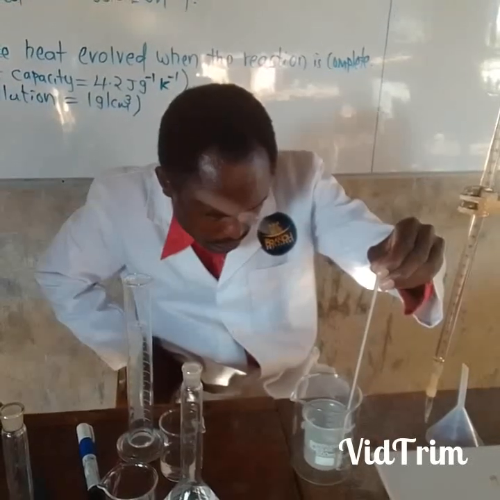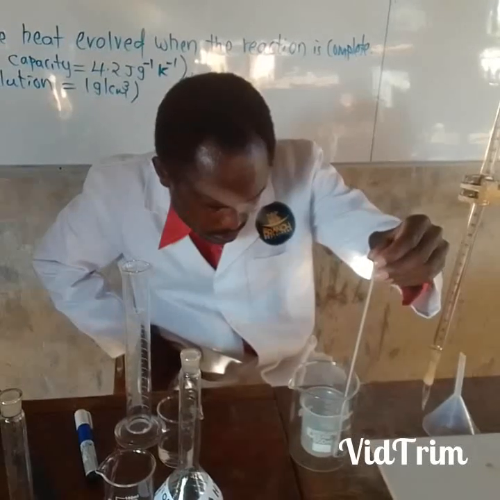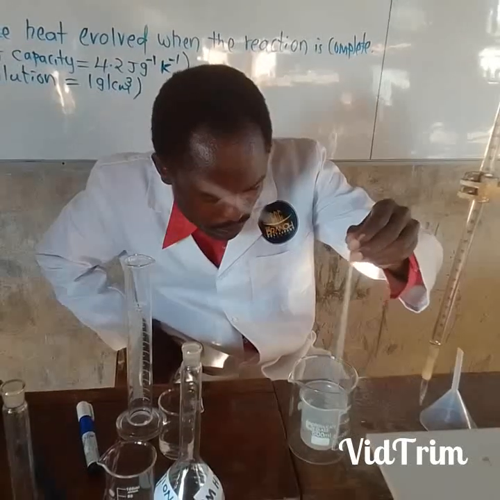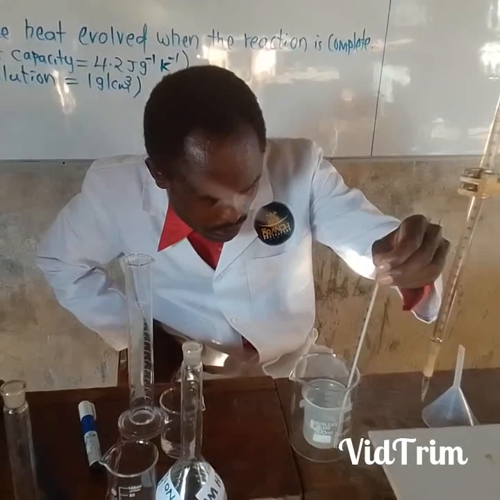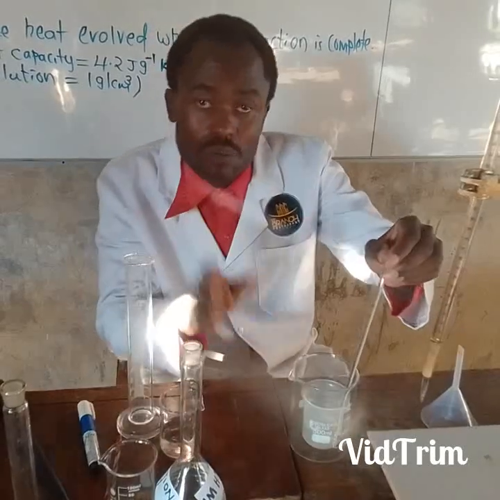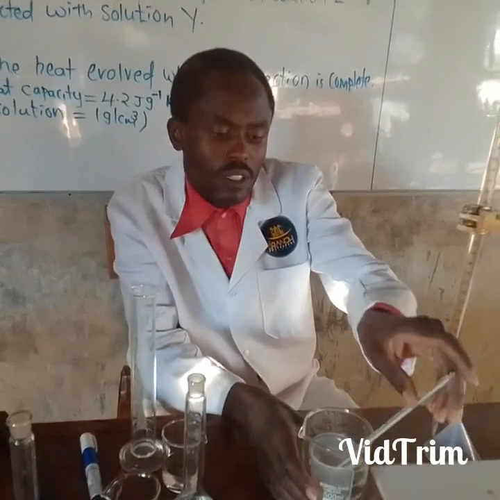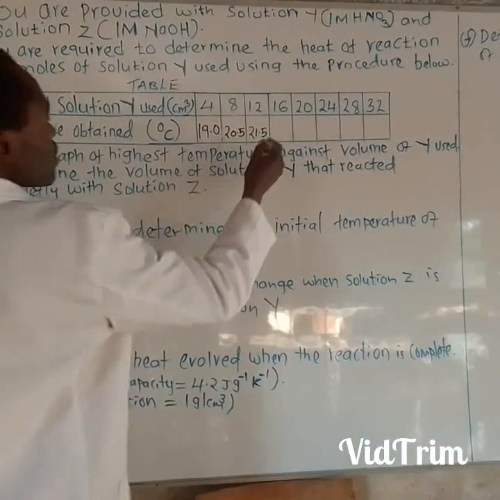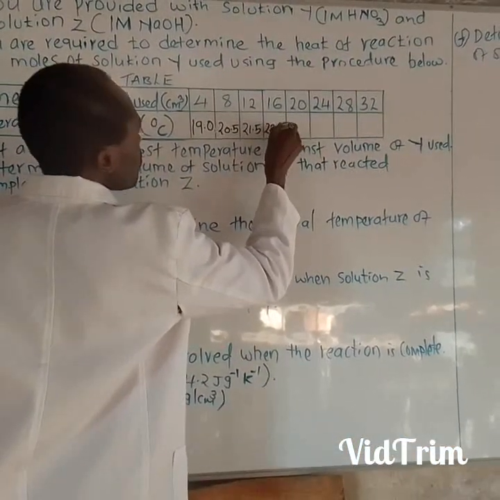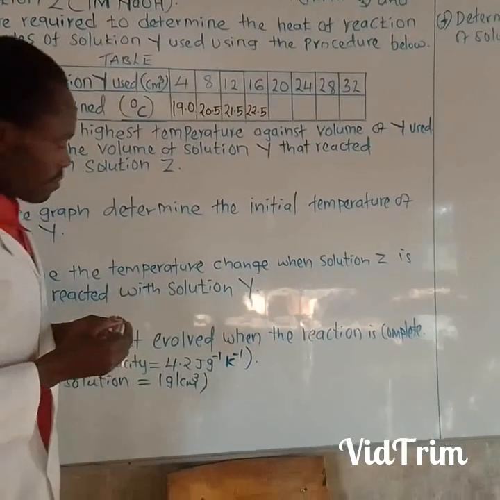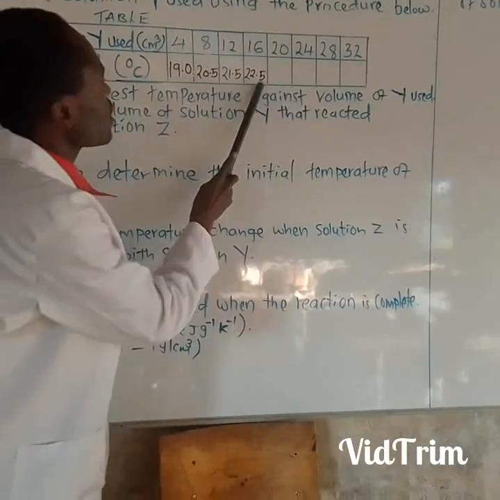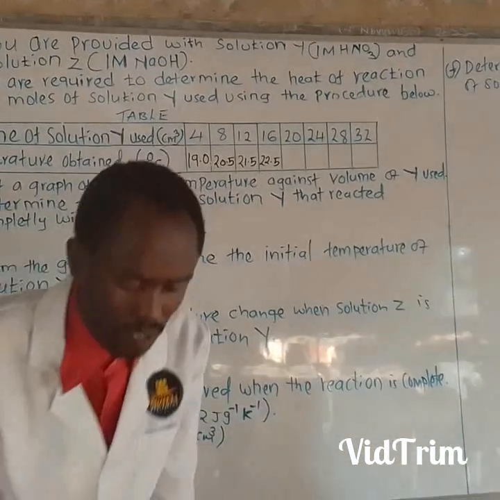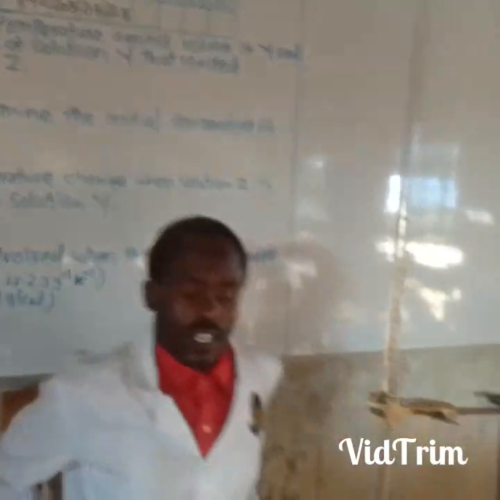That is 22 again 0.5, 22.5. The temperature remains at 22.5 degrees Celsius. So I have also to record like this. 22.5 degrees Celsius. Then my student, after recording, I again add 4 mils of solution to make it 20. Is it okay? Let us go.